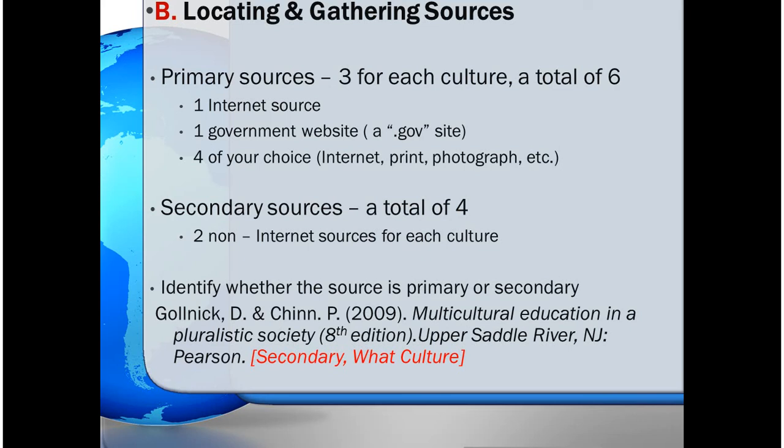The other 4 primary sources can be anything that you want them to be. They can come from the internet, they can come from print, they can come from just about anything that you want. Secondary sources, you're going to need a total of 4.